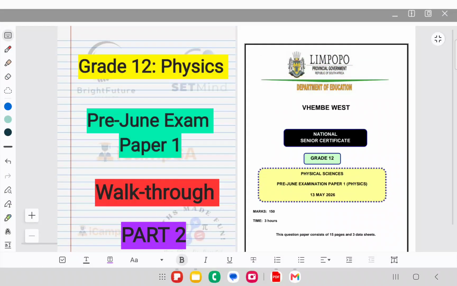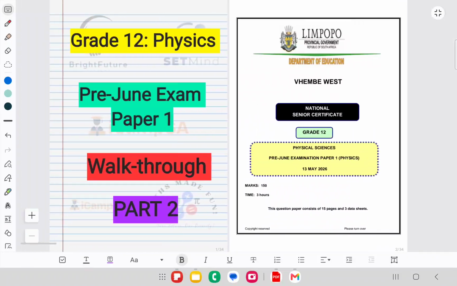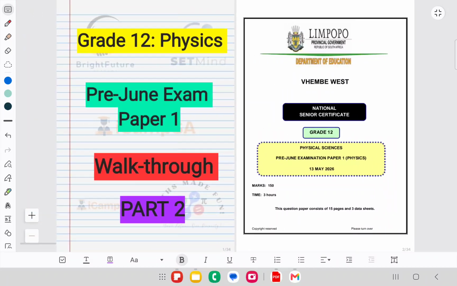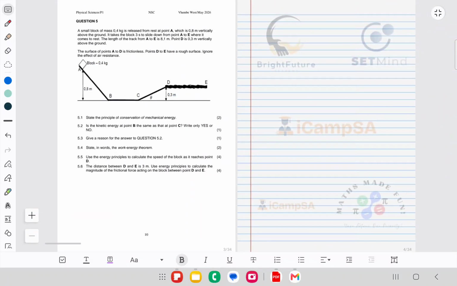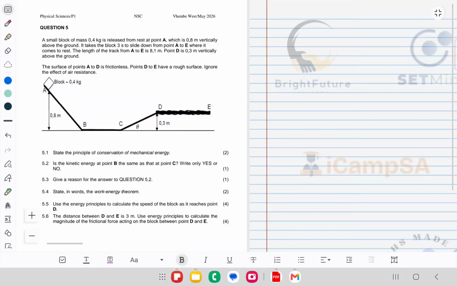Welcome to part 2 of the pre-June exam paper 1 walkthrough. If you remember, in our last video we covered questions 1 until 4. For this one we'll cover the remaining ones. This will be a slightly longer one because we are covering questions 5, 6, 7, 8 and 9. The aim is to finish the whole question paper, and then hopefully have you understand how to answer exam questions like these in general.